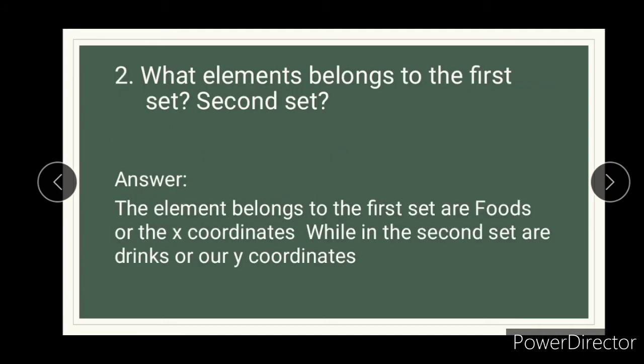The ordered pairs are kamote Q and calamansi juice, banana Q and pineapple juice, hot cake and mango juice, pandesal and apple juice, cheese bread and orange juice. So what elements belong to the first set? The elements belonging to the first set are the foods or the X coordinates. How about in the second set? The second set are drinks or our Y coordinates.